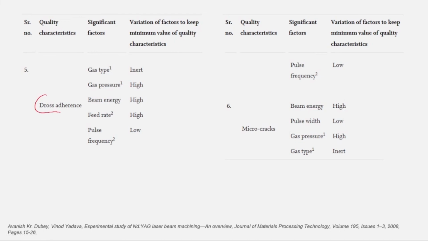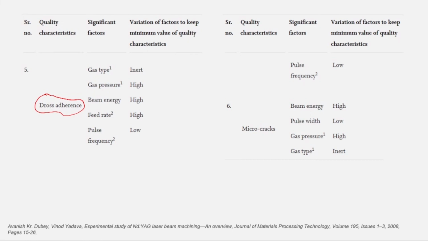Dross, as we have seen, is a ridge formation at the entry of the laser beam. Some deposited material would be there at the entry of the laser beam, at the entry of the drilled cavity. So, to avoid this dross adherence during laser based processing, we have to use the inert gas. We should not use oxygen. Then we use high gas pressure, high beam energy and high feed rate during these operations, and the pulse frequency has to be low.